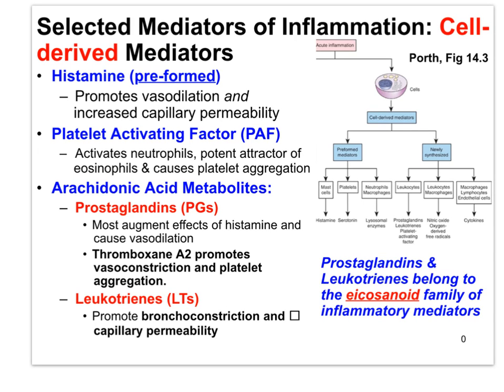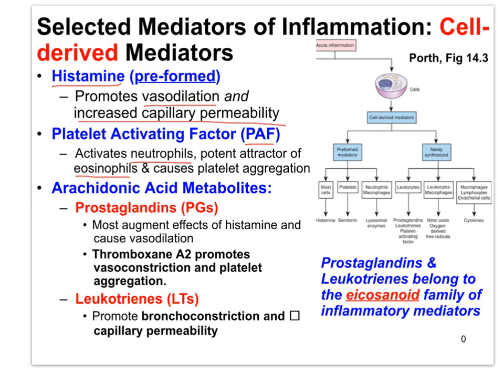So we've already talked a lot about histamine. Remember that these cells have preformed granules of histamine that are released, and that promotes vasodilation and increased capillary permeability, the vascular part of the response. Other cell-derived mediators that we'll be talking about are platelet activating factors. Obviously, these activate platelets. And that, in turn, activates neutrophils and attracts eosinophils. So we'll talk a lot about those when we talk about hemostasis.